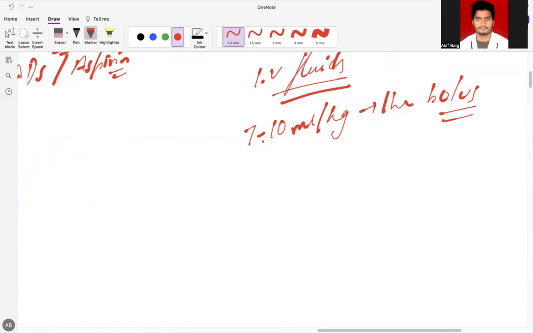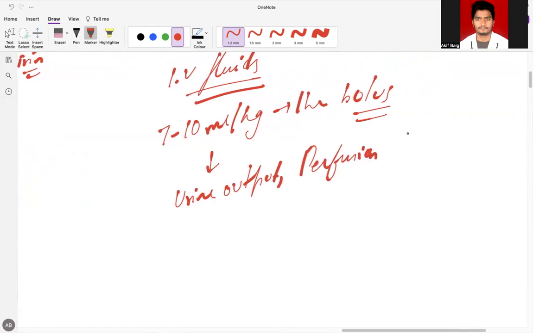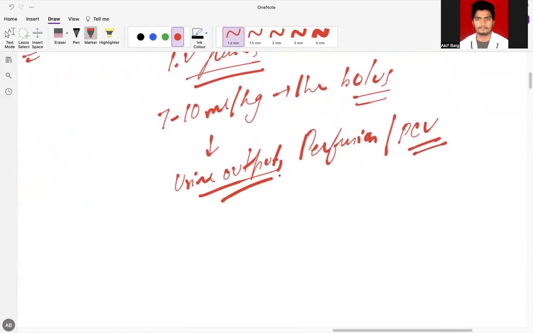And after giving this much fluid, you check for patient response, that means you check the urine output. You look at the other perfusion parameters like skin turgor and whether the patient's consciousness is maintained or not. And if you want to monitor, you will do a PCV. Suppose all these things are favorable, that is urine output is coming good. Normally it is 1 ml per kg per hour, but at a minimum at least 0.5 ml per kg per hour urine should come.